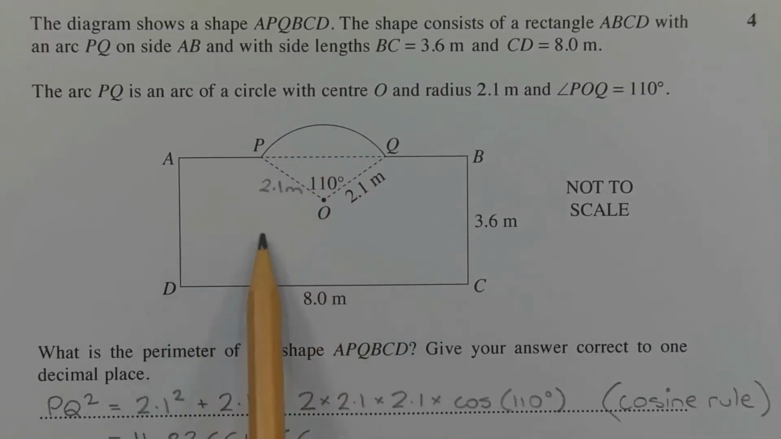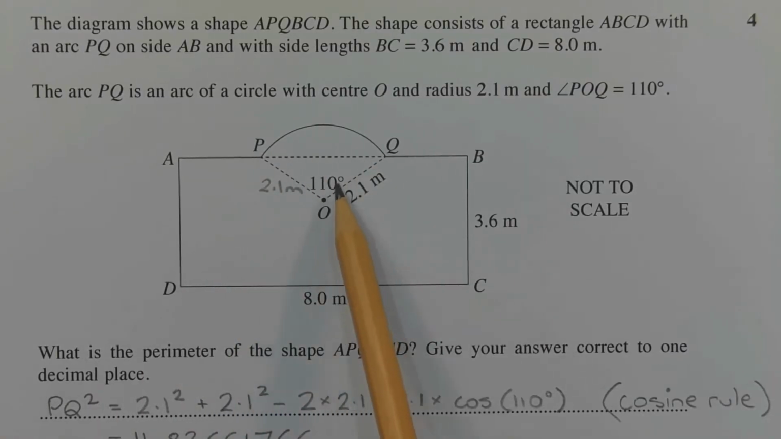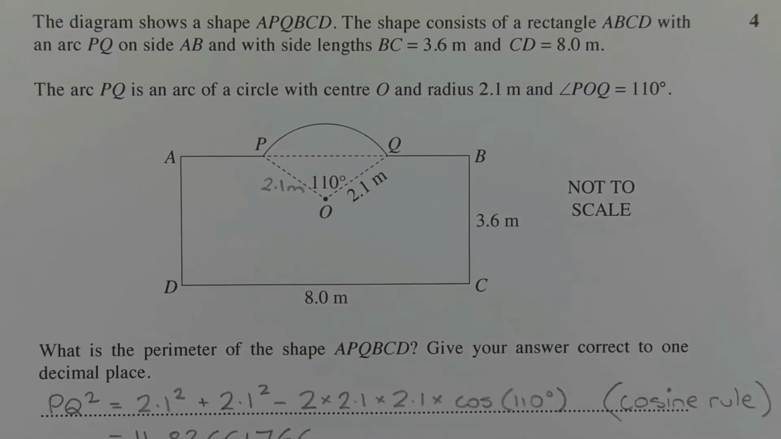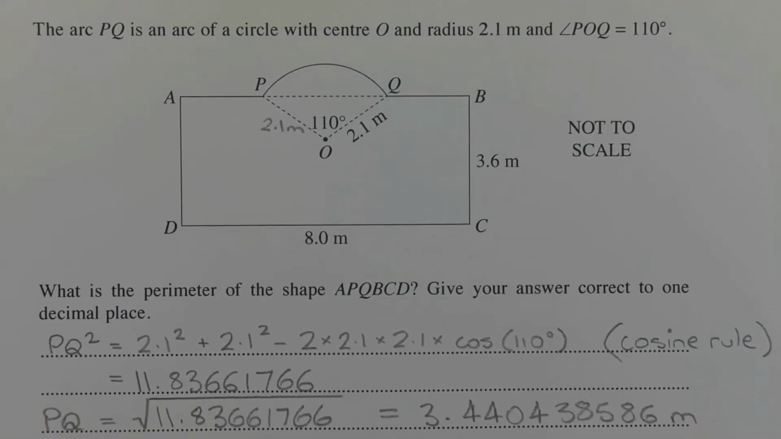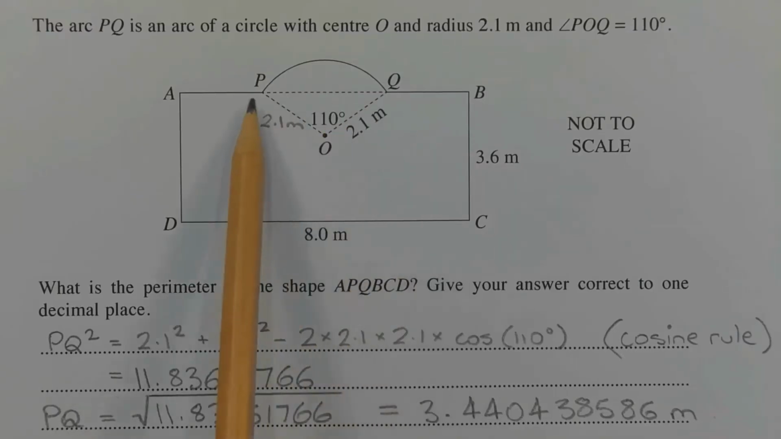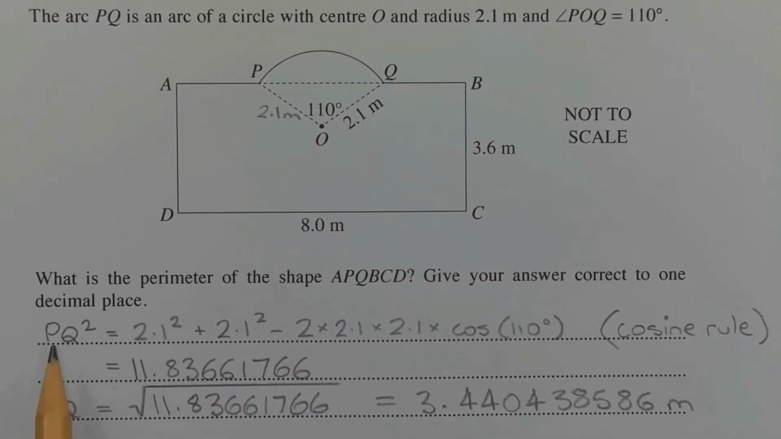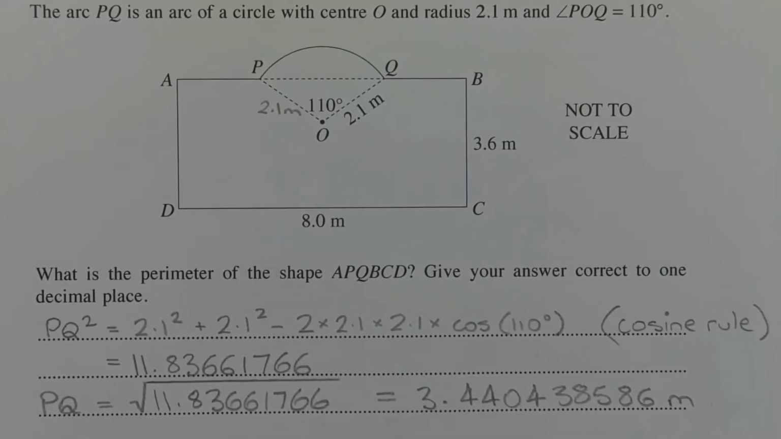So let's focus on this triangle here, OPQ. Now OQ and OP are identical since they are radii of the same circle. So that's 2.1 meters there and 2.1 meters there. And we have an included angle of 110 degrees. So using the cosine rule, we can find the length of straight side PQ. So PQ squared is equal to 2.1 squared plus 2.1 squared minus 2 times 2.1 times 2.1 times cos of 110 degrees. Make sure your calculator is set to degrees and not radians.